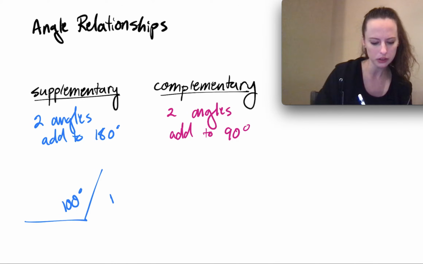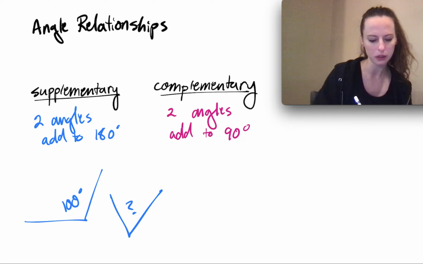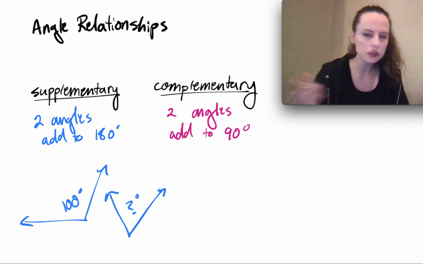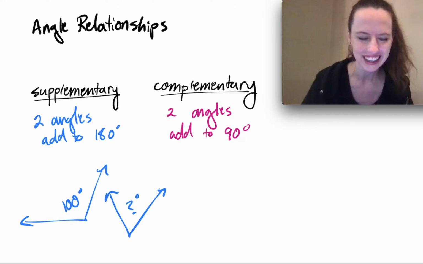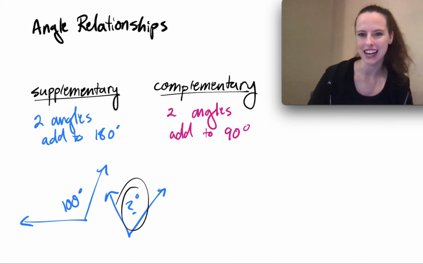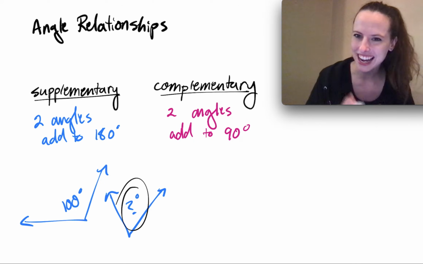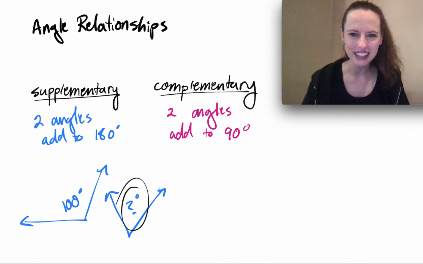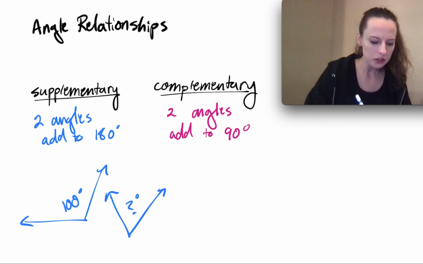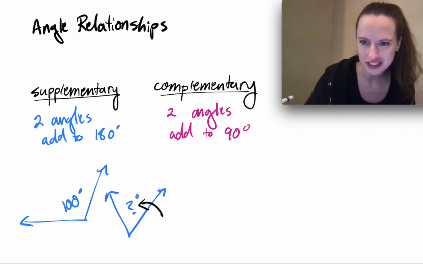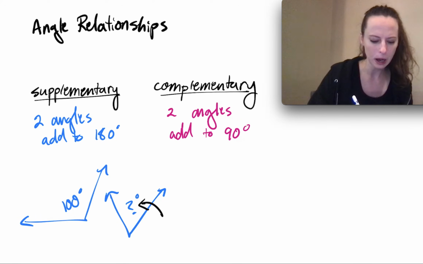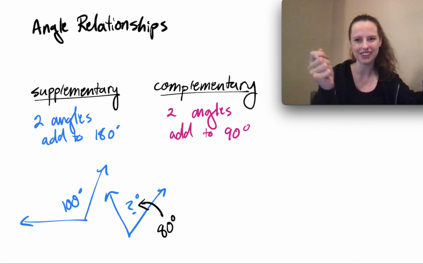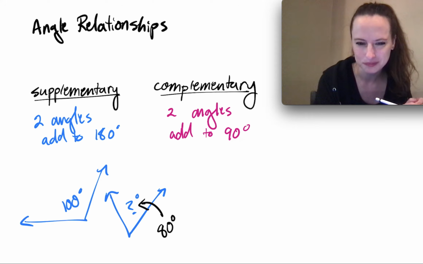And if I told you that it's supplementary with this unknown angle, well, you could use the fact that they're supplementary to find this mystery angle, because you know they have to add up to 180. So 100 plus what is 180? Well, 80, right? So using that relationship of supplementary can help us solve for missing angles, because we know what the two angles have to add up to.